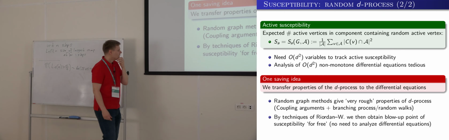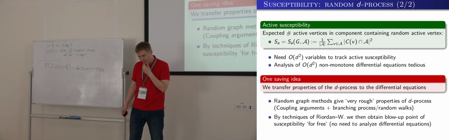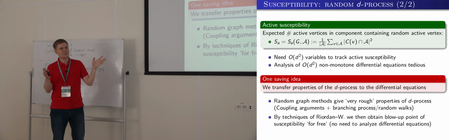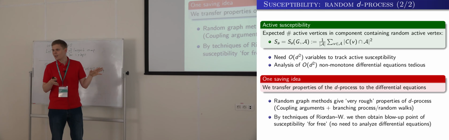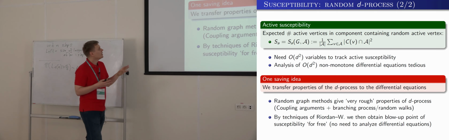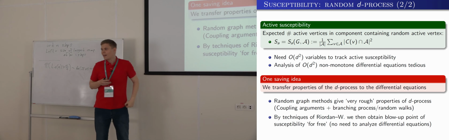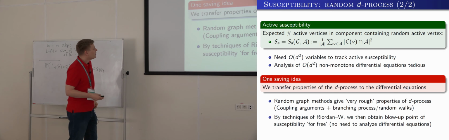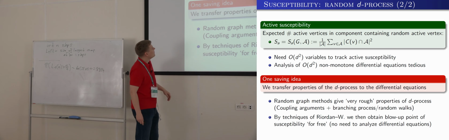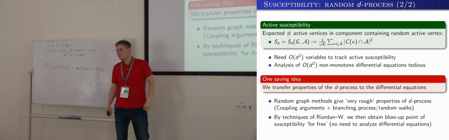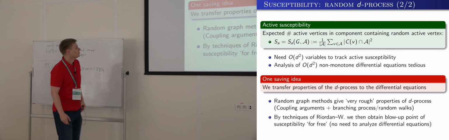Okay, so let's take a step back. What was going on? The idea was we had this nice quantity motivated from mathematical physics, susceptibility, that guided our proof to look at what is the right variable to look at. This was this active susceptibility. And then we developed some technique which allowed us to sidestep the analysis of such a large system of differential equations, which seems quite tricky.